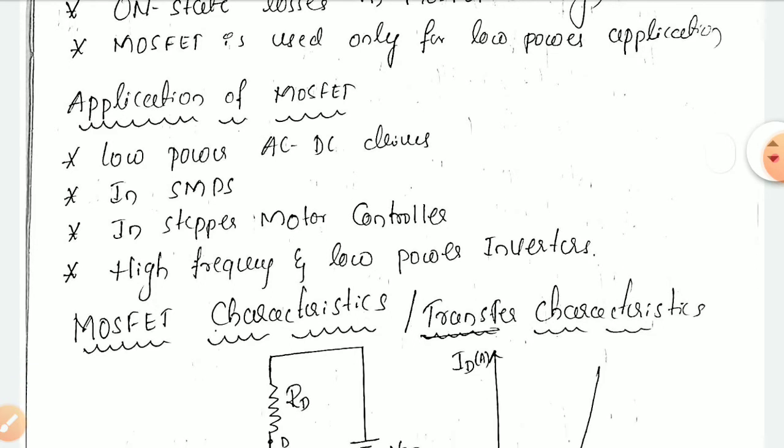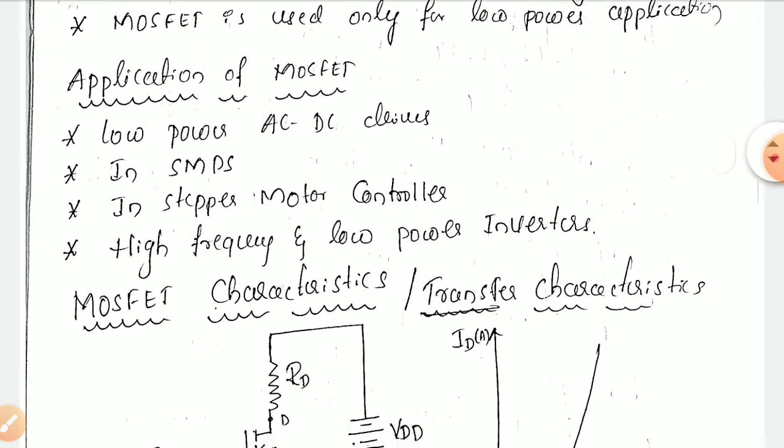Then high frequency and low power converters. For high frequency, low power converters, you can also use the MOSFET. These are a few of the applications. In spite of this, we have so many applications of MOSFET. Just for the purpose, I'm giving you a few applications of the MOSFET. You have so many applications in the power electronics field, so there you can find the use of the MOSFET. That's about the applications of MOSFET.